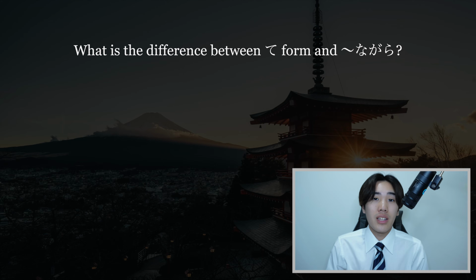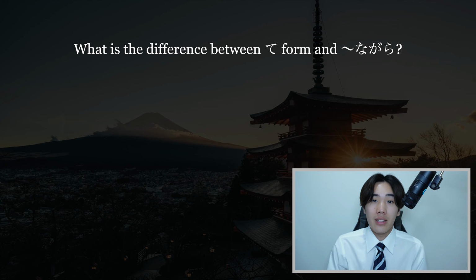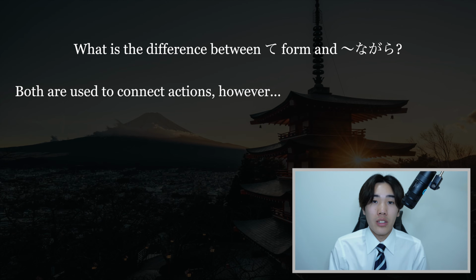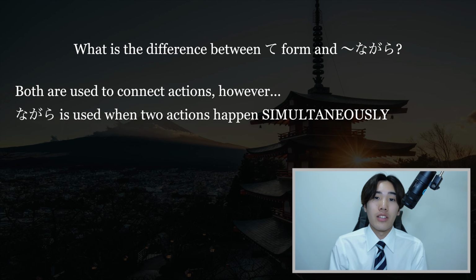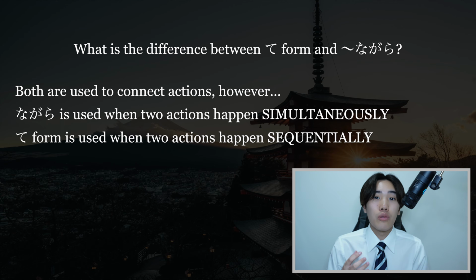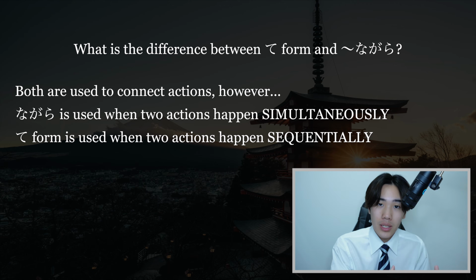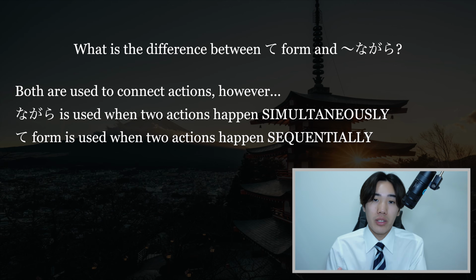Now some of you may be wondering, what is the difference between the te form and the nagara form? If you can recall, we use the te form to connect two actions. And we do the same thing with nagara, except, again, remember, nagara is used when two actions are happening at the same time, simultaneously. However, with the te form, two actions happen sequentially. In other words, one action happens first, and then another action happens with the te form.